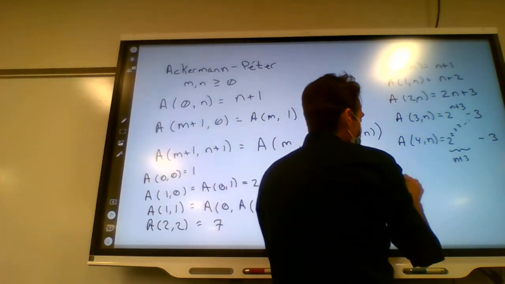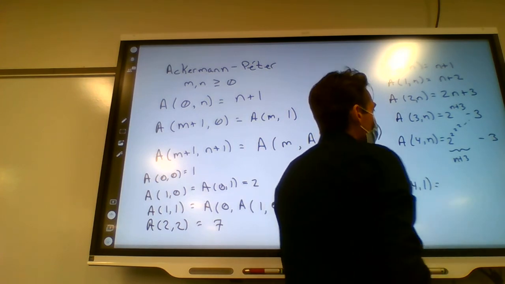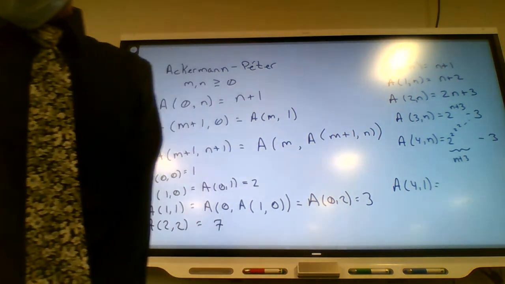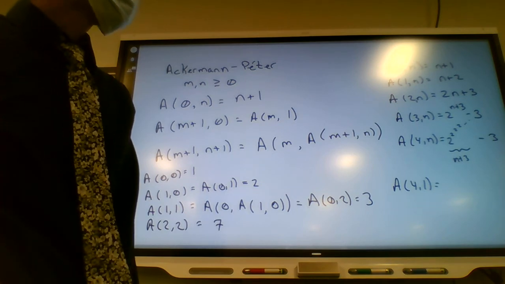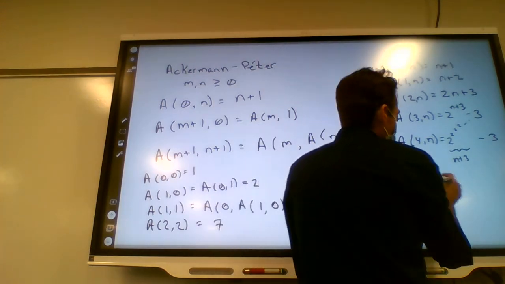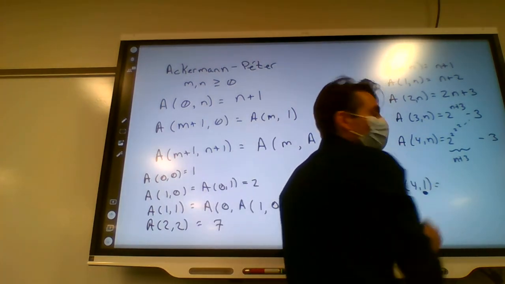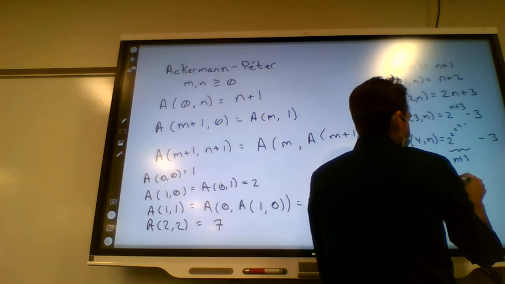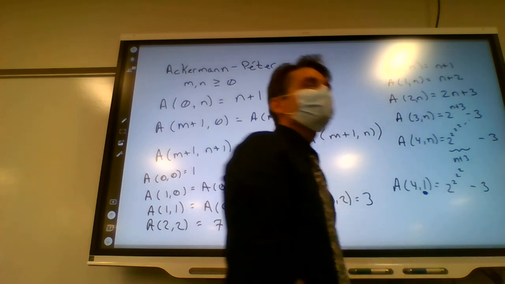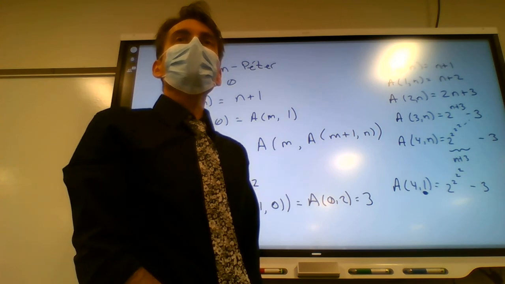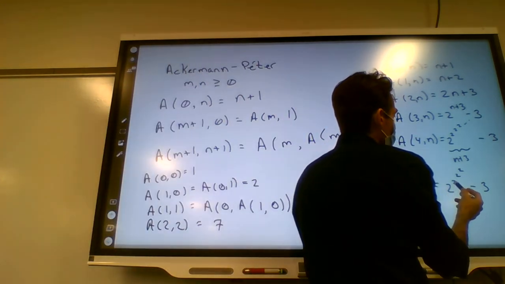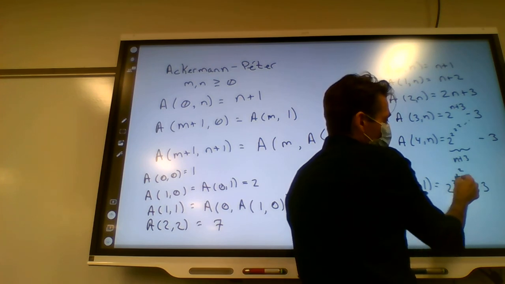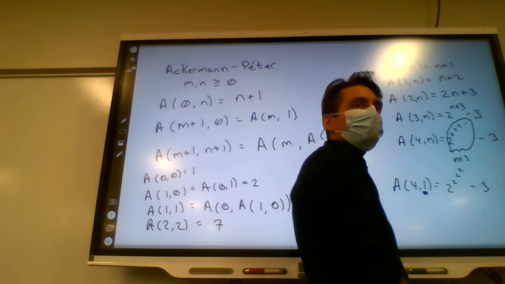All right, so A of 4, 1. I can't write the formula on one line. Turns out to be, so this is n. So n plus 3 is 4. Wouldn't it be 4? So there are 4 2's, n plus 3 of those there.